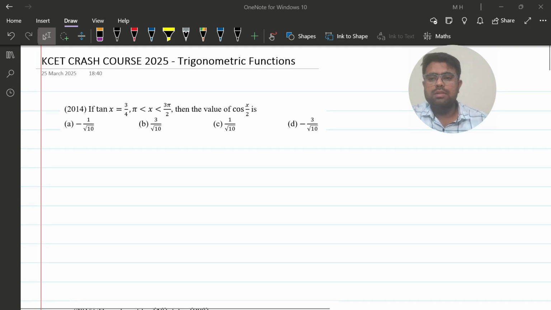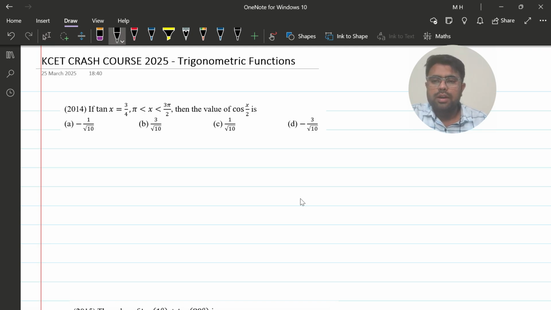There is a question from 2014 that says, if tan x is equal to 3 by 4 and x is between pi and 3 pi by 2, pi is 180, right, and 3 pi by 2 is 270. So therefore it is in which quadrant? It is in the third quadrant, right? So x is in the third quadrant. Then the value of cos x by 2 is, that is what they have asked.